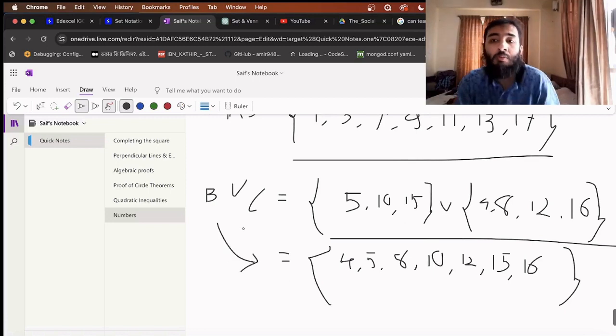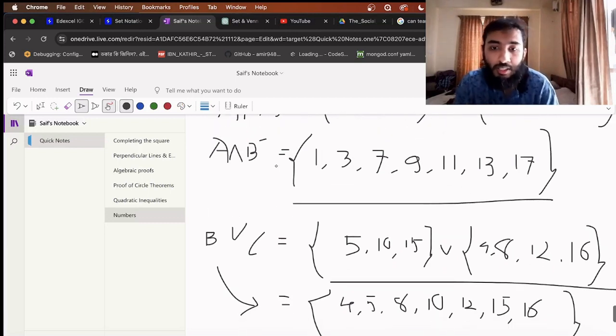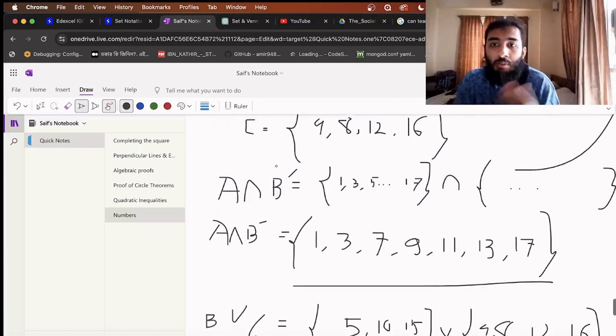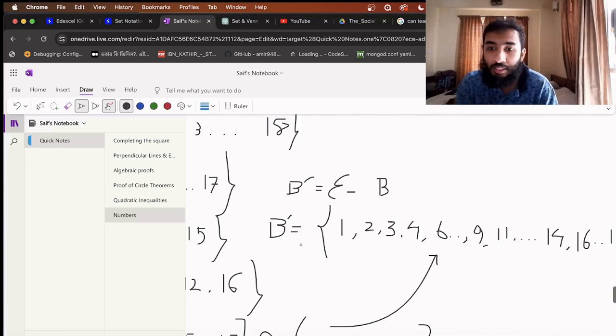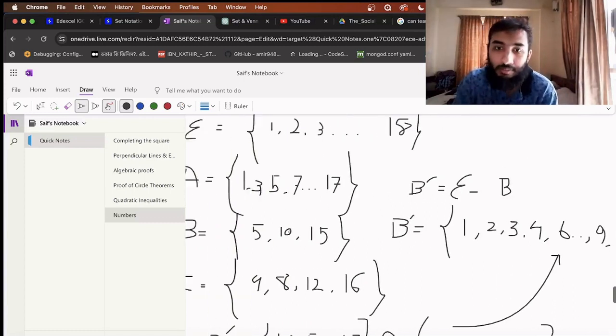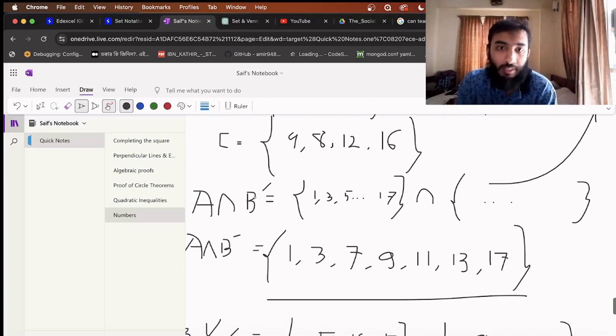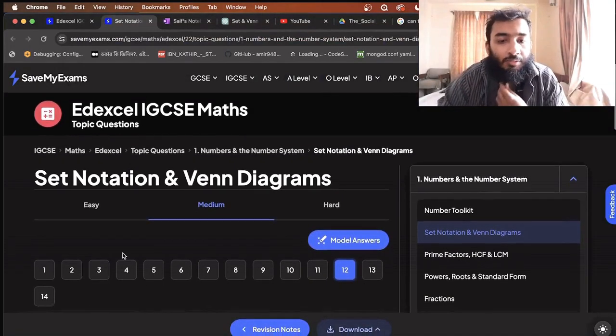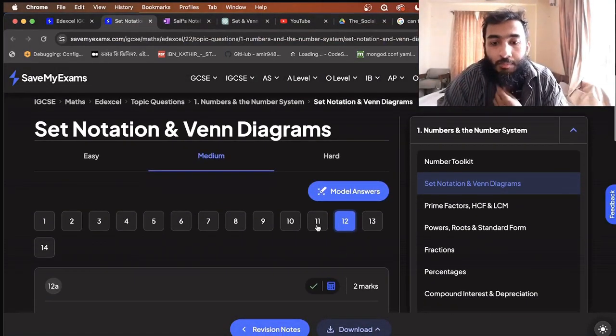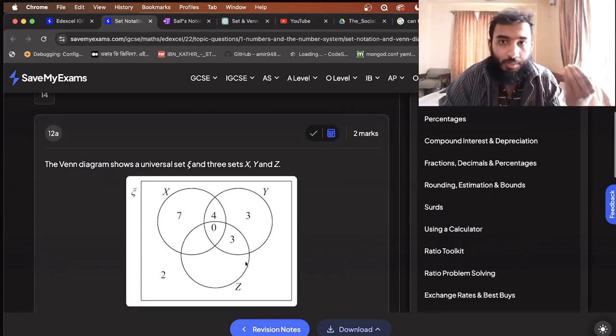So this is how you can solve union and intersection relations between sets, and how you can figure out primes, which are the universal set minus the set. So this is how you can solve these set problems. If I go to problem number 12, I'll skip 10 and 11 because they are similar to problem 9. I'll focus on 12, which is a bit tricky.